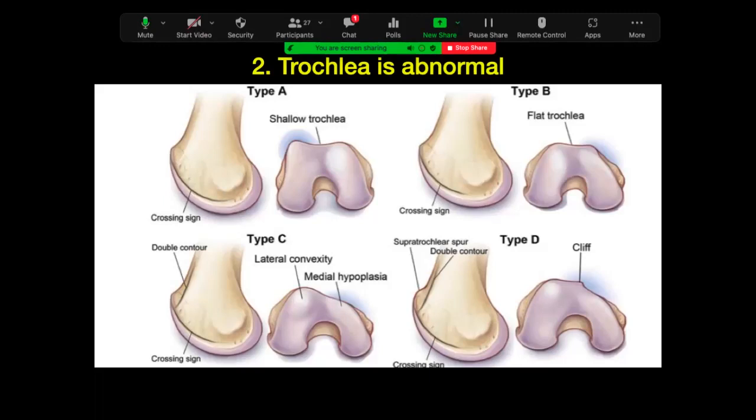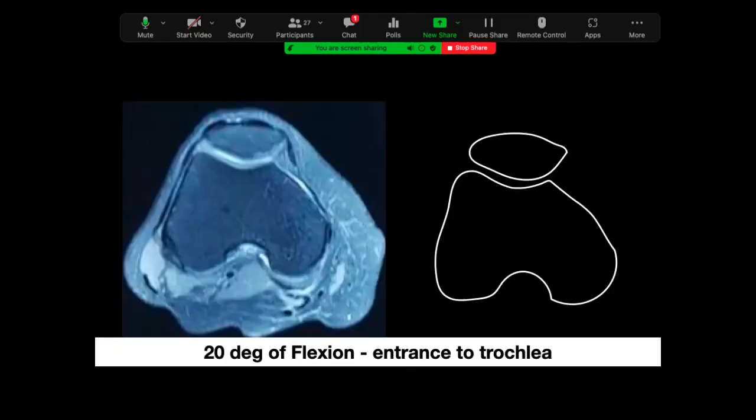Trochlea, Dizor has talked about all these things. I'll not go into detail. Probably my other colleague will talk about trochlear dysplasia.